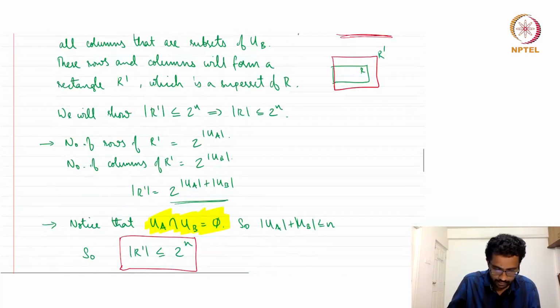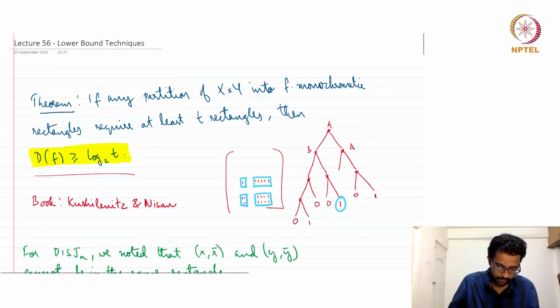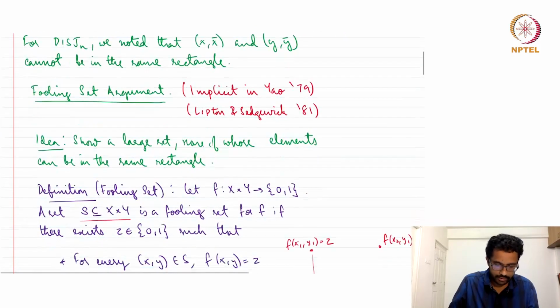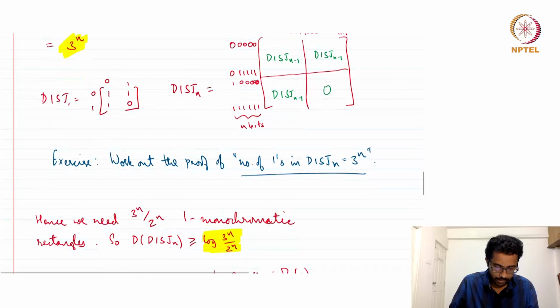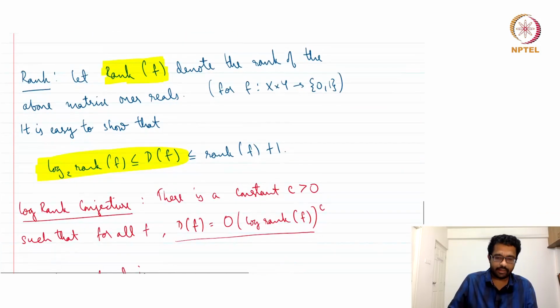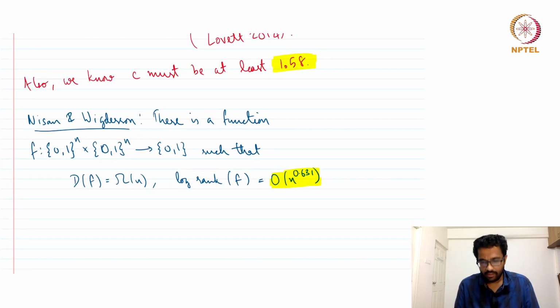So with that, I think I'll conclude this particular lecture. We saw the fooling set argument, and we saw the size bound, and I mentioned the rank bound, and also stated the log rank conjecture. Again, there are other techniques and other variants of communication complexity, such as randomized communication complexity, non-deterministic communication complexity, etc., which we will not have time to get into.